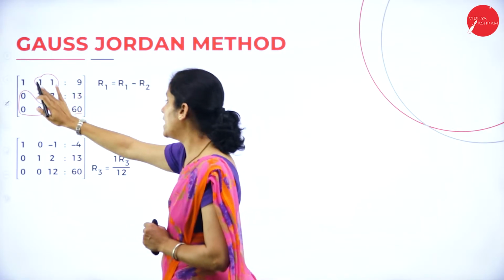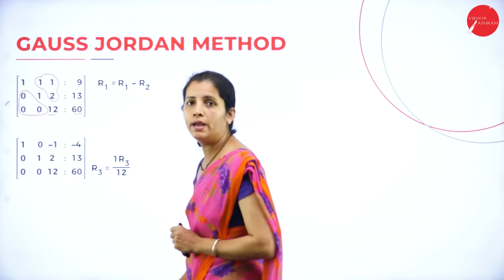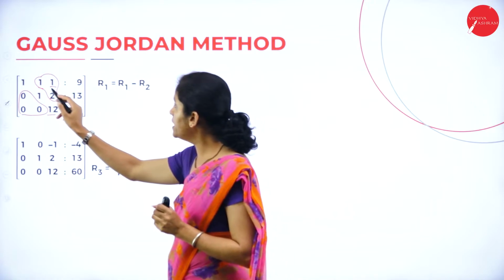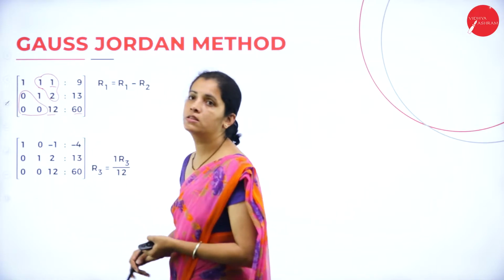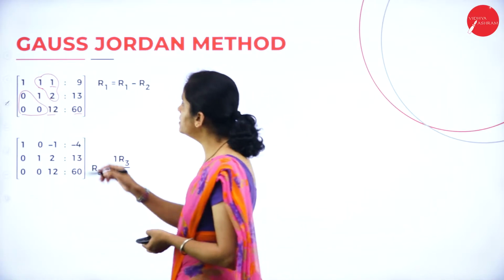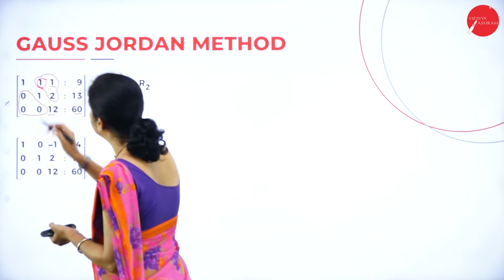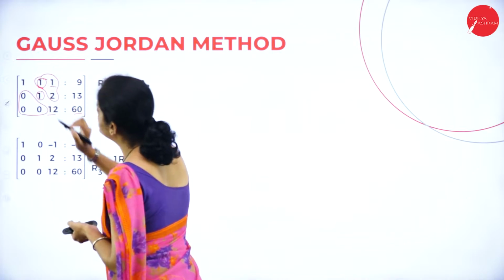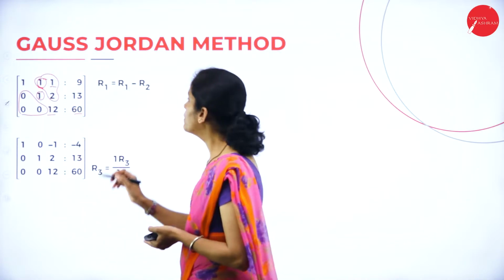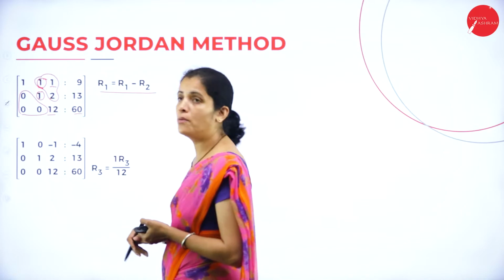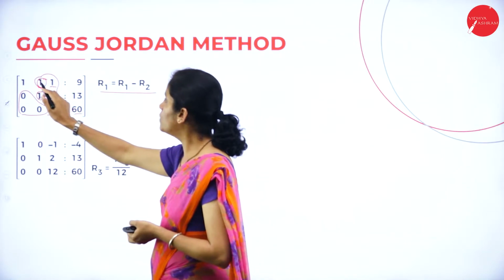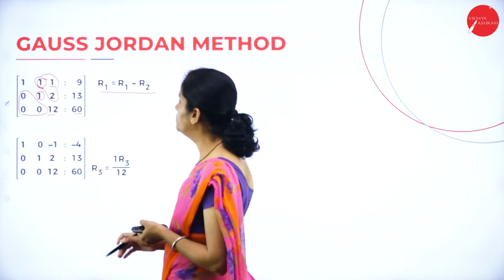That is, except diagonal elements, I just want to make the rest of the elements 0. So dear student, I'm going to make this element 0. So here first I will make this element 0. To make this element 0, I just want to consider this element. So I'm going to prepare the formula, that is R1 equal to R1 minus R2.